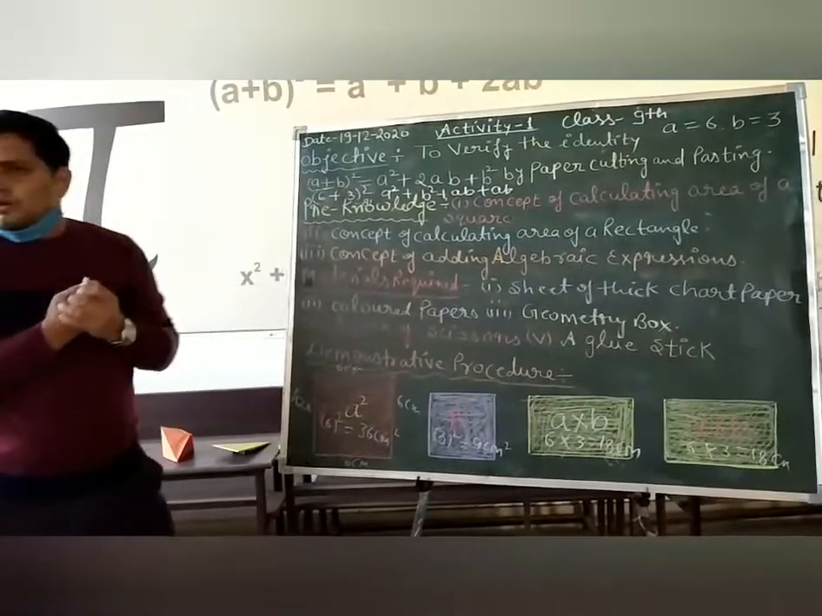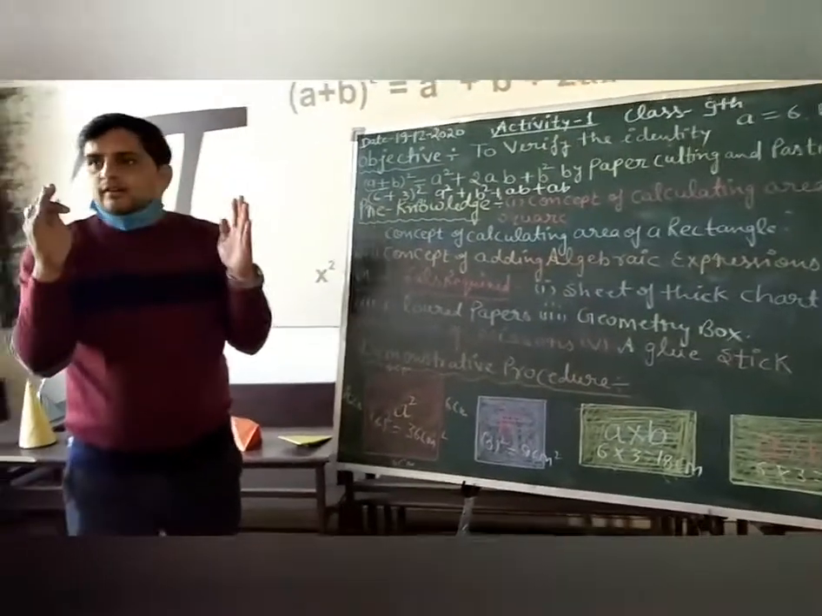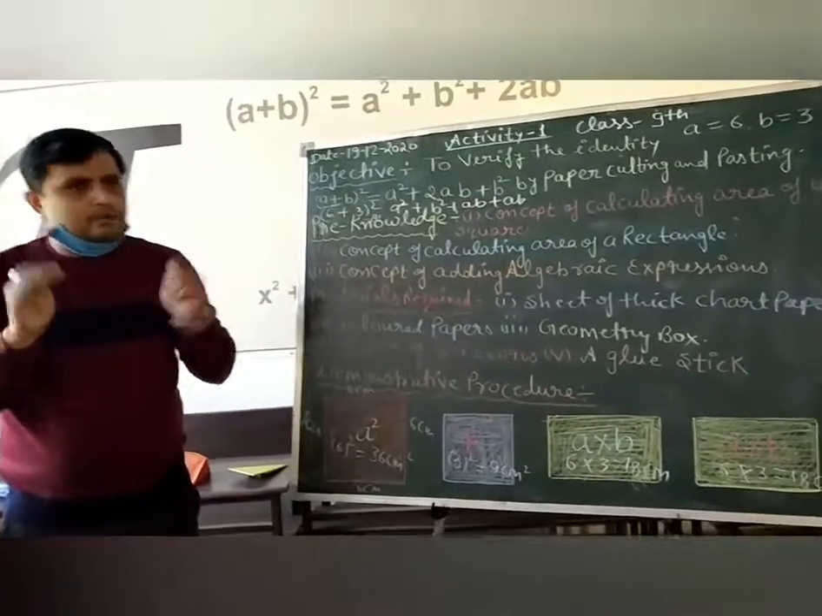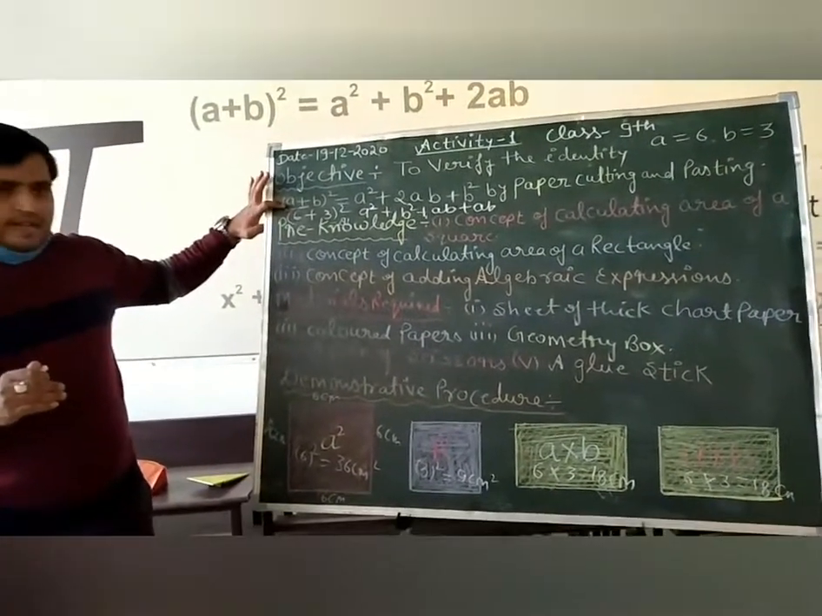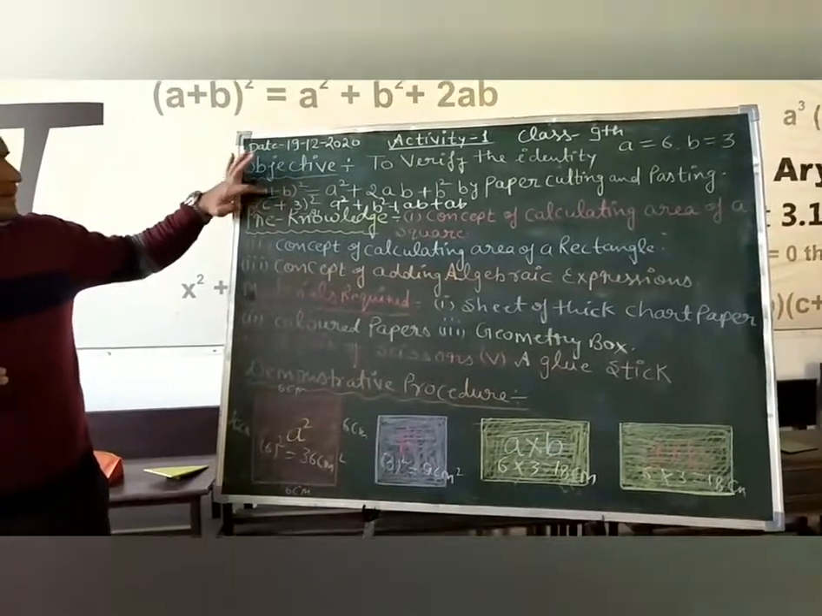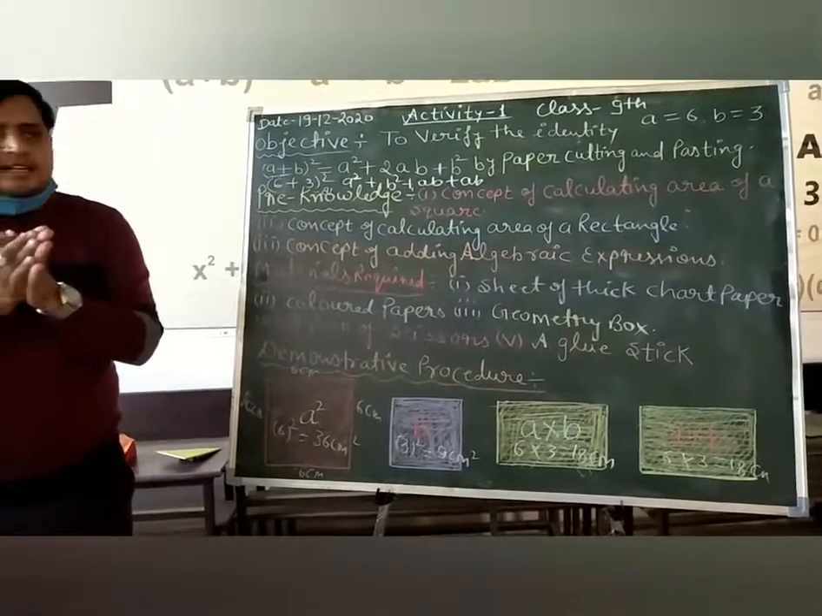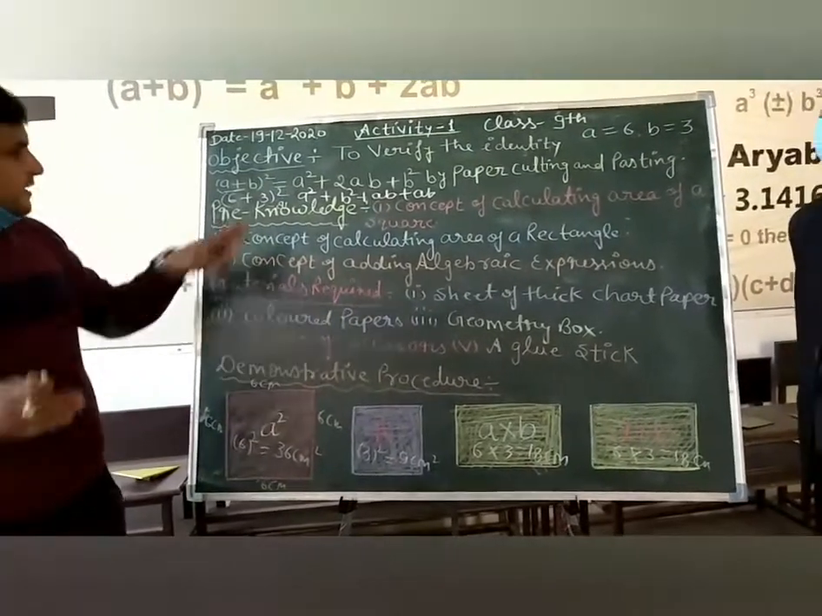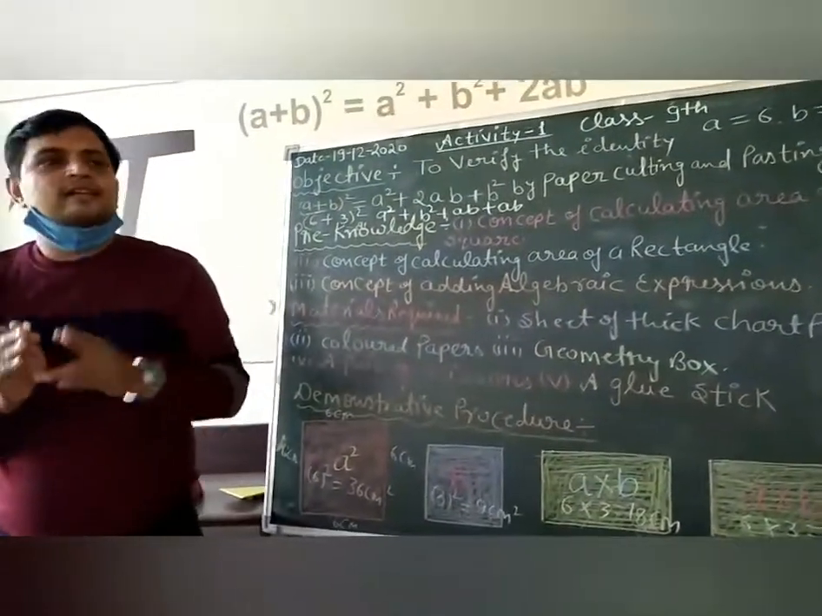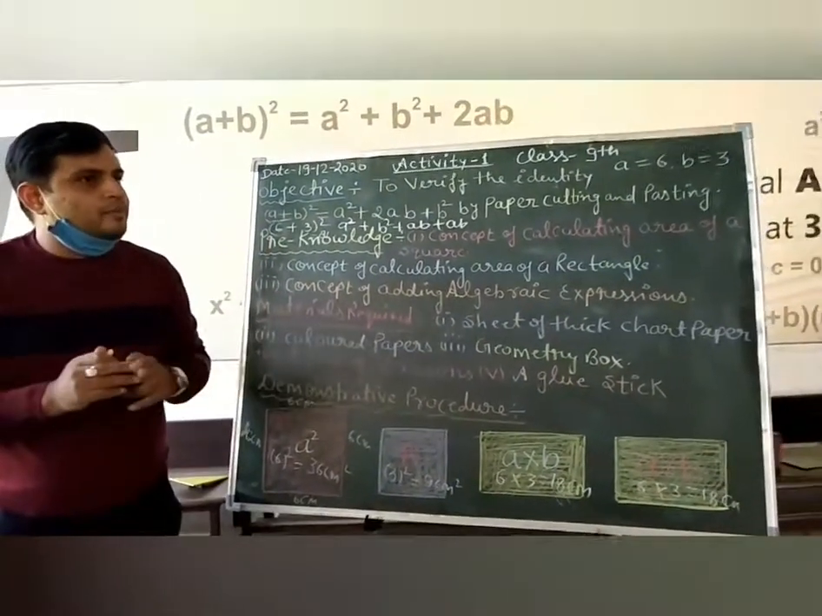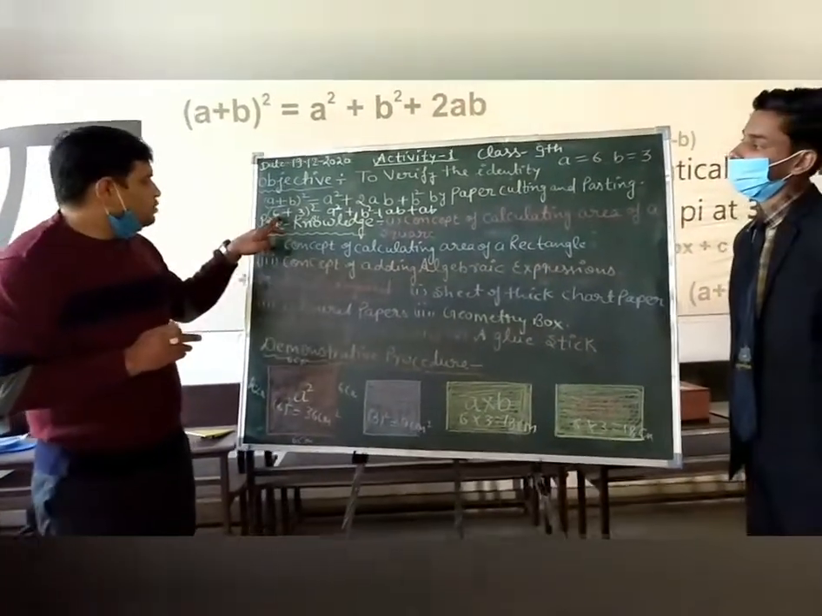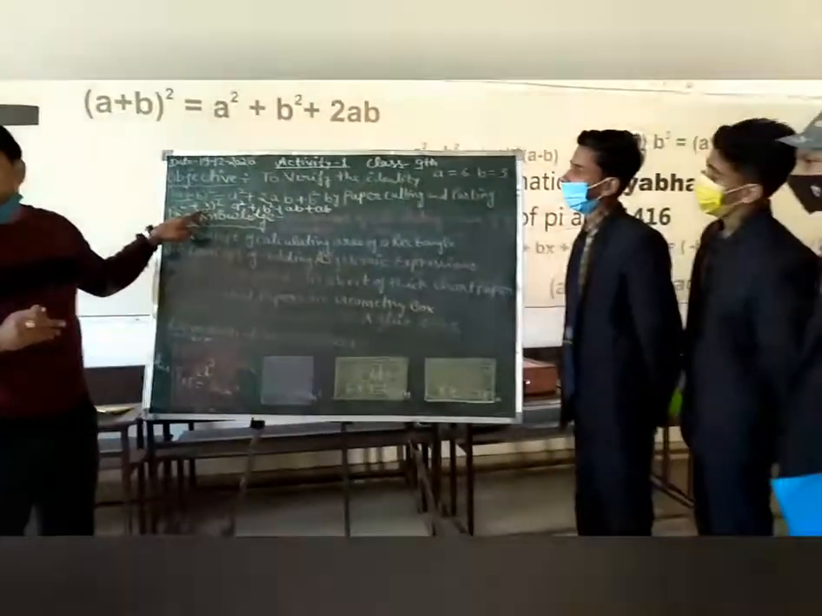So what we will do now? We can take a sheet of white paper whose side A is 6 and B is 3. The addition of 6 and 3 is 9 centimeters. It means it is a square. So we can cut a white sheet of paper in square shape whose measurement is 6 plus 3, 9 centimeters.